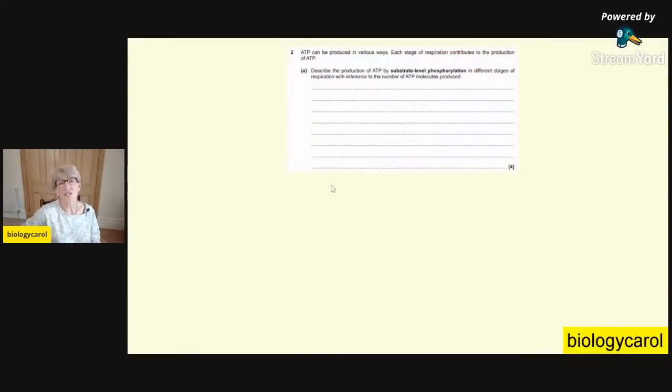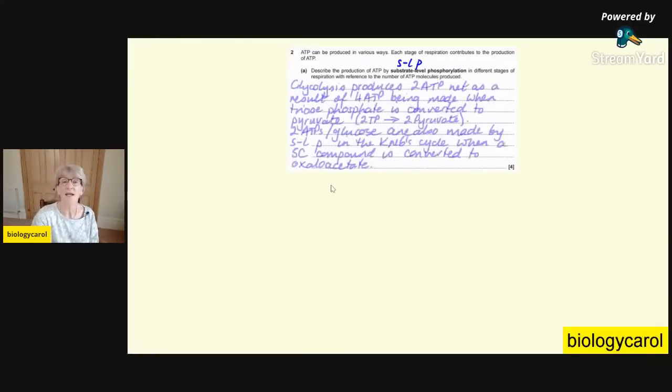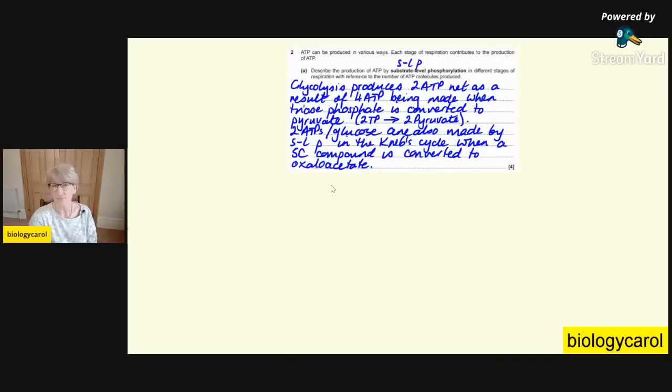ATP produced by a variety of ways. Describe the production of ATP by substrate level phosphorylation in different stages of respiration with reference to the number of ATP molecules produced. So here's my quick abbreviation to the examiner, because I really don't want to be writing out substrate level phosphorylation the whole time. And here is my answer.